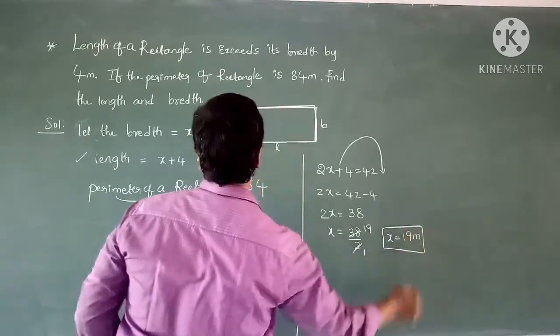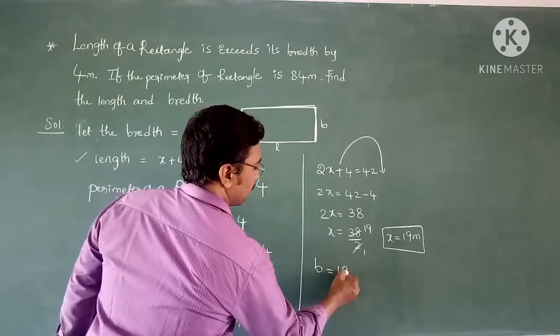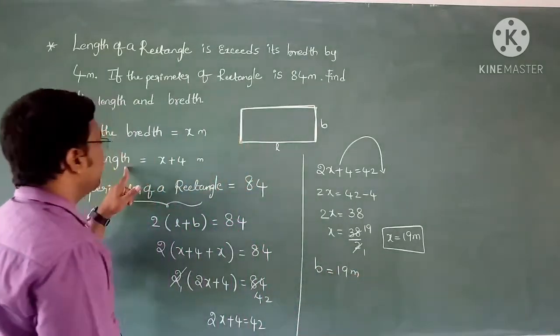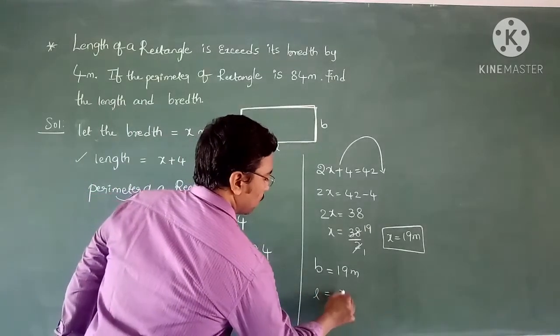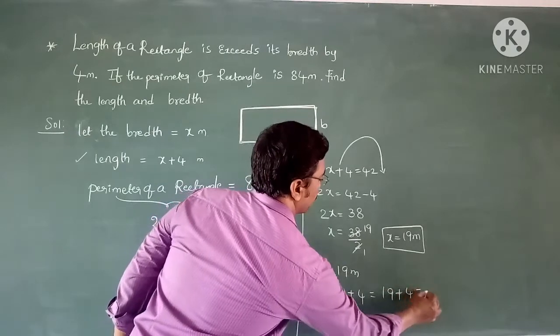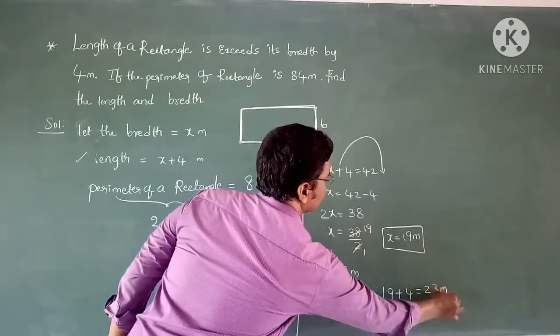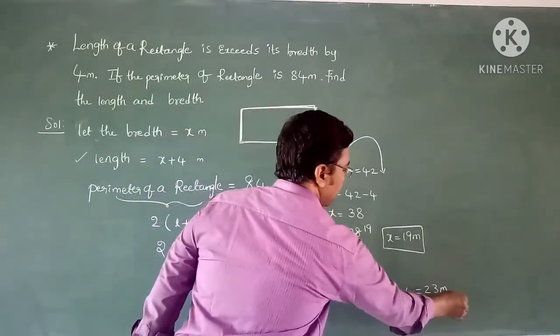What is x? X is breadth. Breadth is equal to 19 meters. What about the length? 4 meters more than the breadth. So length is equal to x plus 4. That is 19 plus 4, 23 meters. So here the length is 23 meters.